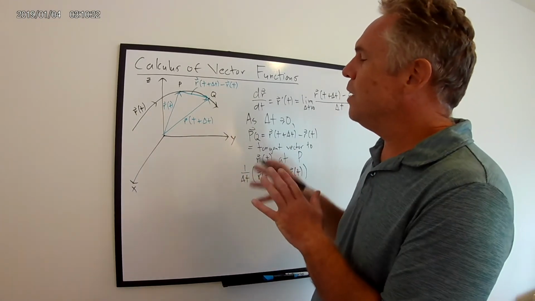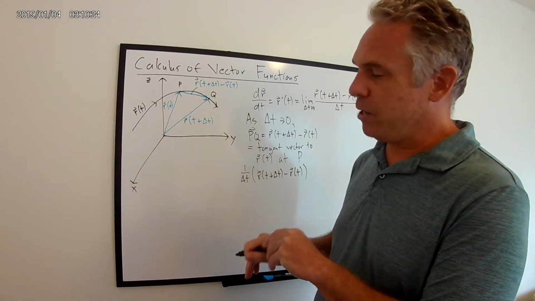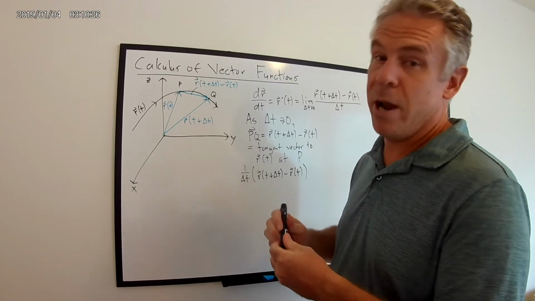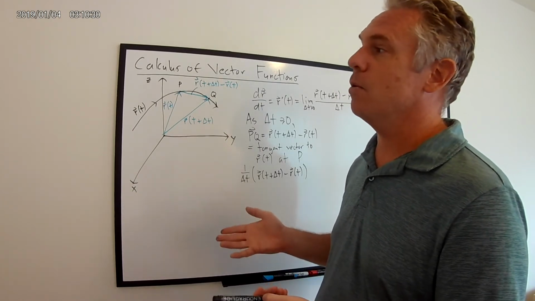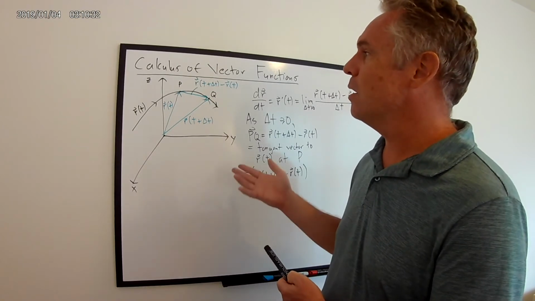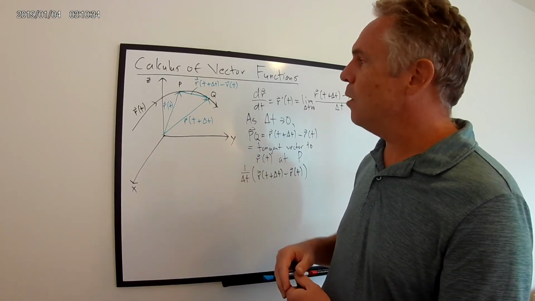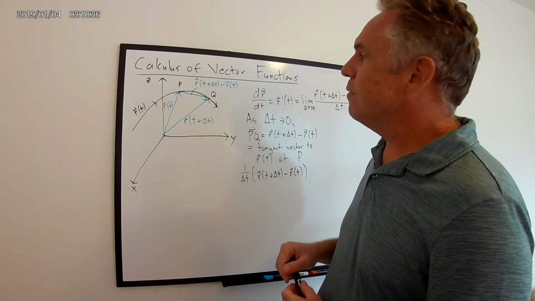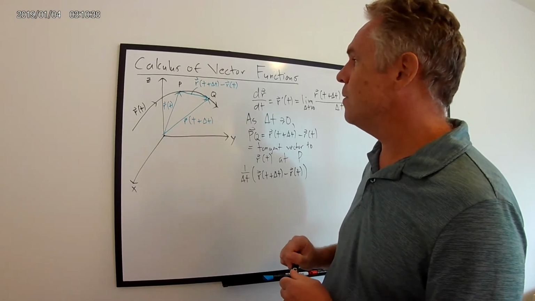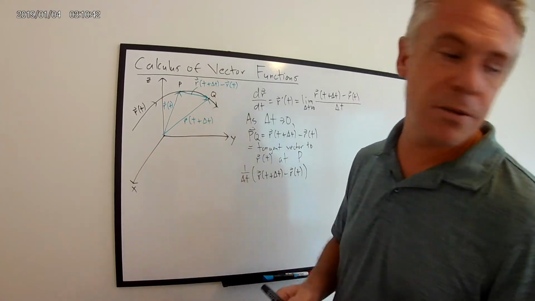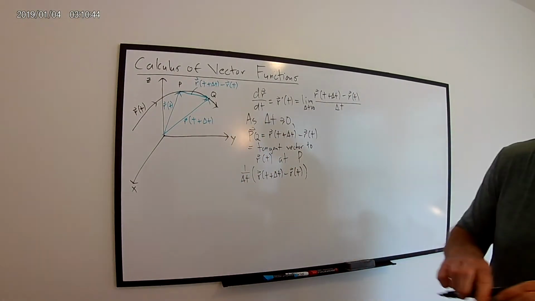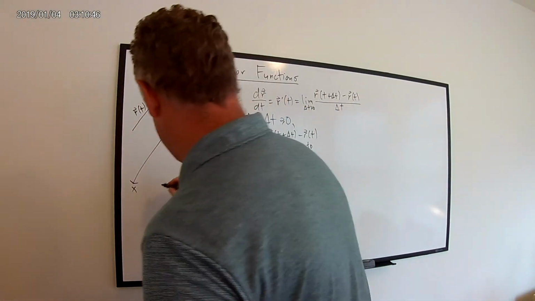So it's very analogous to a regular function, where the derivative of a regular function is the slope of the tangent line to that curve at the point P. The derivative of the space curve is the tangent vector to the space curve at the point of interest. We also can talk about a unit tangent vector.